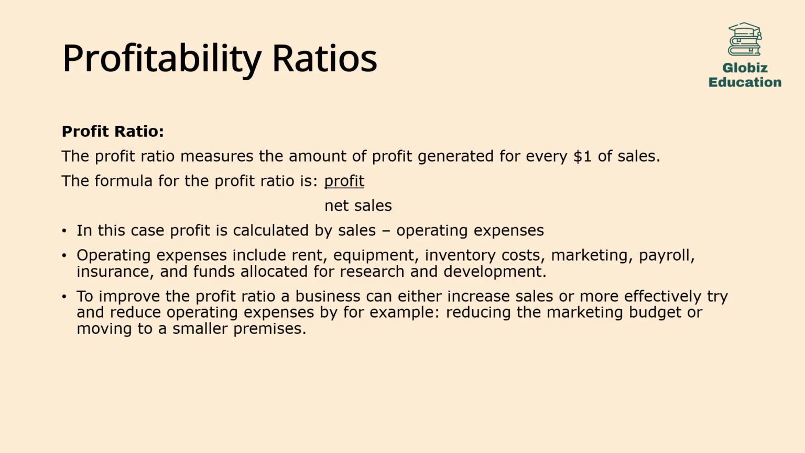And again, the ways to improve this ratio really is by taking into account operating expenses. So sound financial management, again, is always seeking ways to improve that through potentially more efficient use of the marketing budget, through moving to a smaller premises to save on those costs.